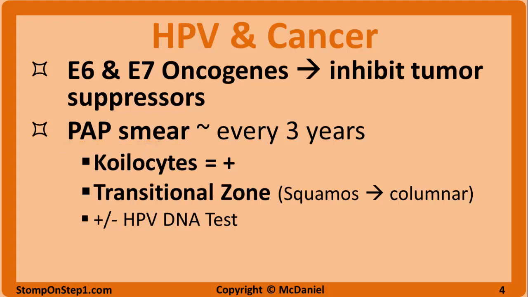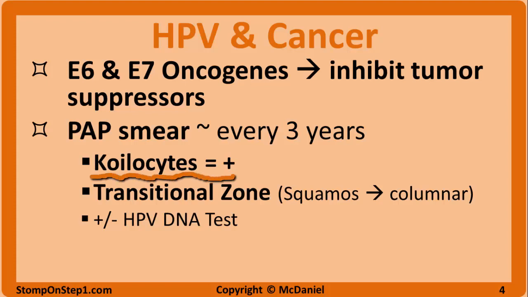Using a small brush, cells of the transitional zone are removed so they can be examined under a microscope. The transitional zone is where the outer squamous cells transition into the inner glandular columnar cells. This is the most common location of cervical cancer and represents an area of physiologic metaplasia.